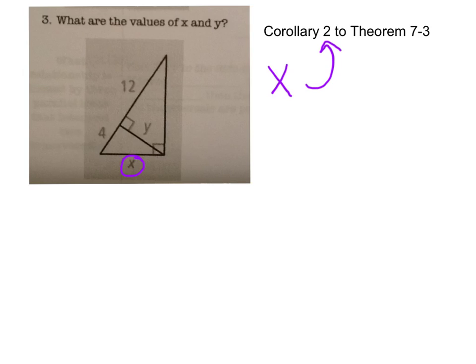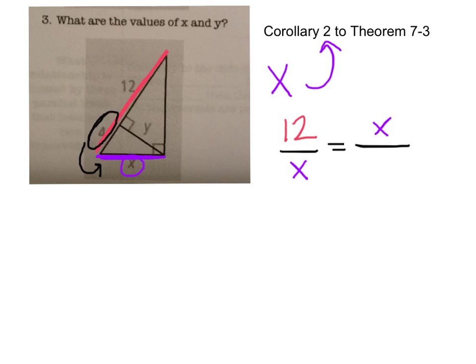So again, all this is saying is that one of the legs, so for example, this leg that has the length of x, is the geometric mean of the hypotenuse and of the segment of the hypotenuse that is adjacent or next to the leg that we're talking about. So that means that the value x, that leg, is the geometric mean. So the leg x is the geometric mean of the hypotenuse, which is 12, and the segment of the hypotenuse that is adjacent to the leg that we're talking about. So to this leg, the segment that has a length of 4.